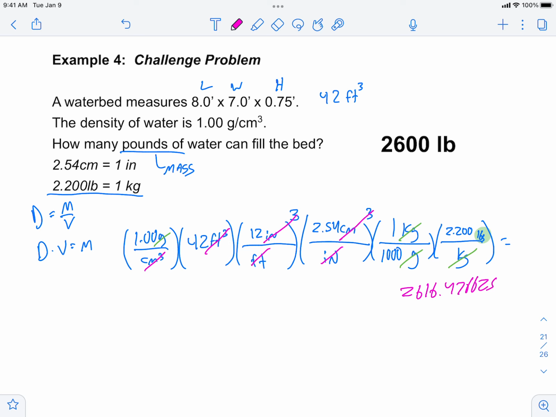Where is our weak link of measurement? Any of the length measurements, right? The 8.0, the 7.0, the 0.75, each of those numbers has 2 sig figs. We are constricted to 2 sig figs. 2,600 pounds. That's over a ton of water in your bed. Granted, this is a king size waterbed. No kid had a king size waterbed. So let's just say even half that, right? 1,300 pounds. It's a heavy bed, right?